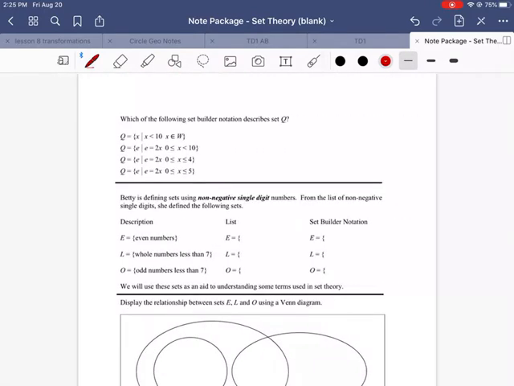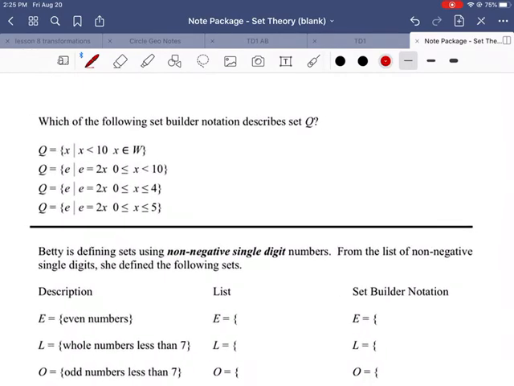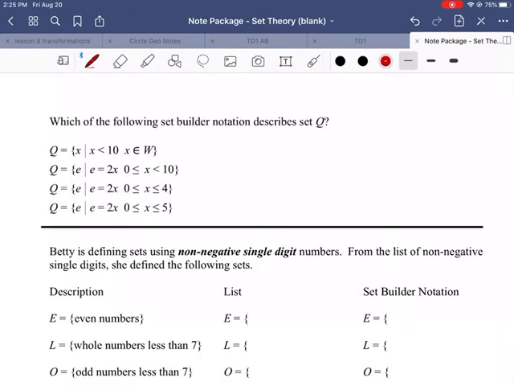Which of these is going to describe set Q? Well, let's think about what each of these is actually going to involve. So X is less than 10, and it's a whole number system, so this is going to be all of them. Now Q such that E is 2 multiplied by X, and X is going to be between 0 and 10.